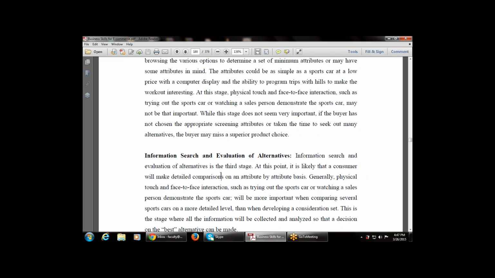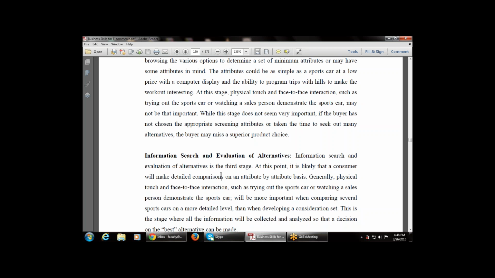The next stage in the buying process is the information search and the evaluation of alternatives. This is the third stage. In this stage, the customer makes a detailed comparison on an attribute-by-attribute basis. Suppose I want to buy a pen drive. I want to compare which pen drive is best. I can opt for HP, Dell, or Kingston. It will depend on attributes like capacity, backup, and virus protection.